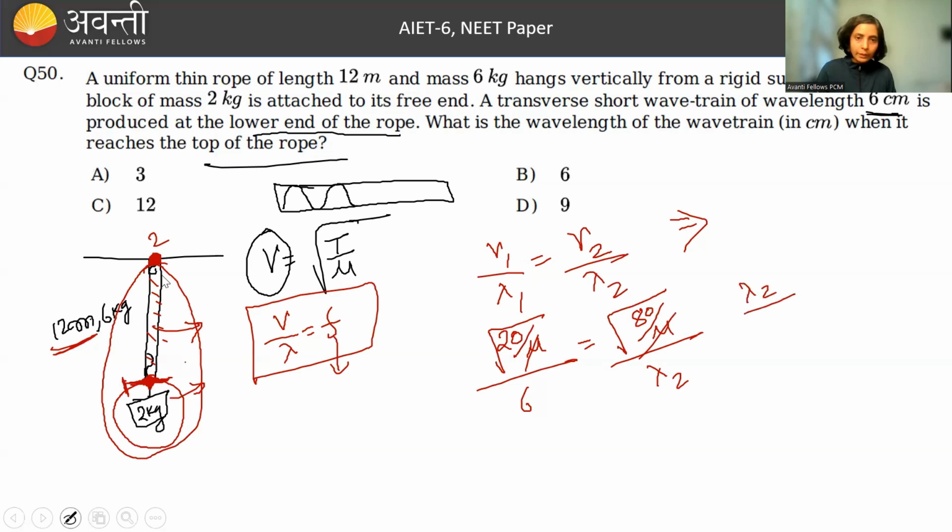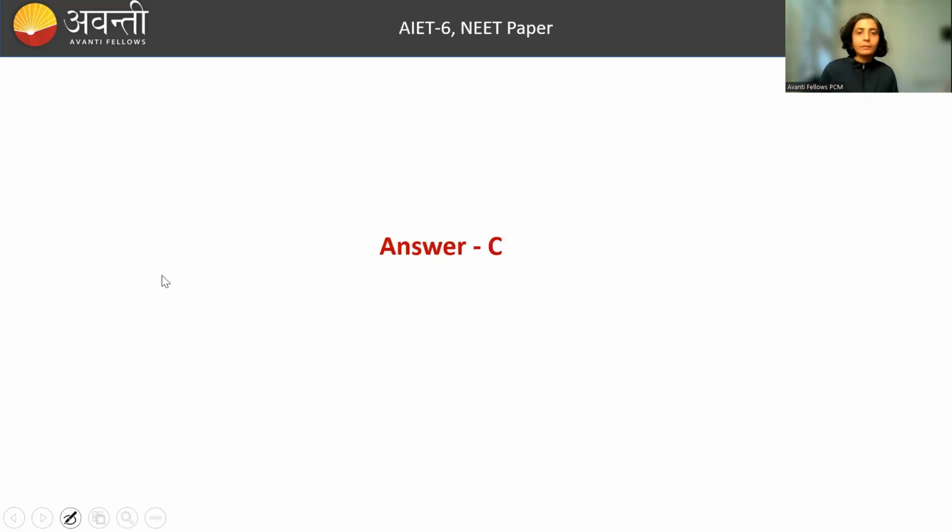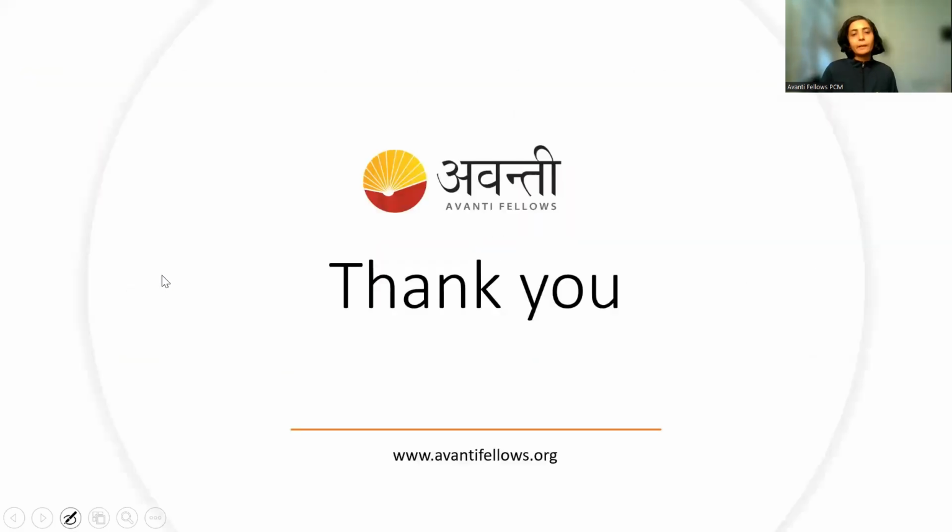Lambda 2 by 6 is going to be root 80 by 20. So if we solve it, lambda 2 will become 6 into root 4, that is 2. So 12 centimeter. So the answer will be 12 centimeter. I hope it is clear, and all the questions that I tried discussing are clear.